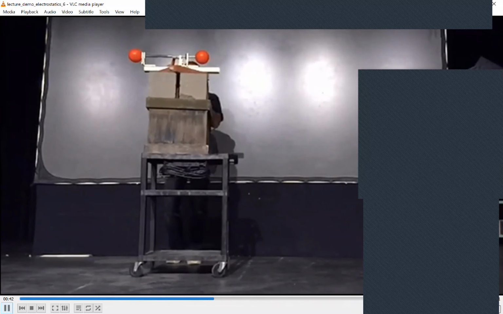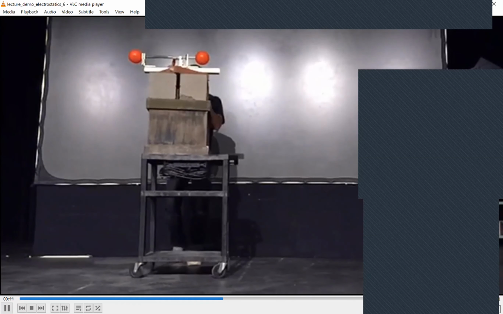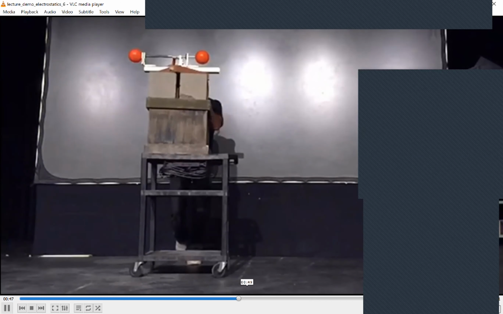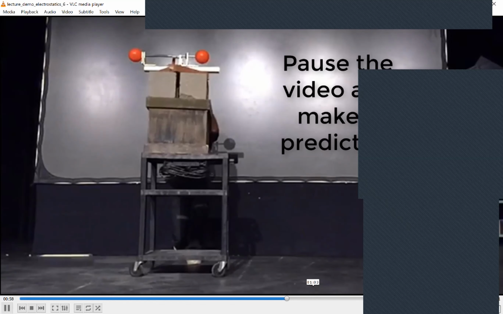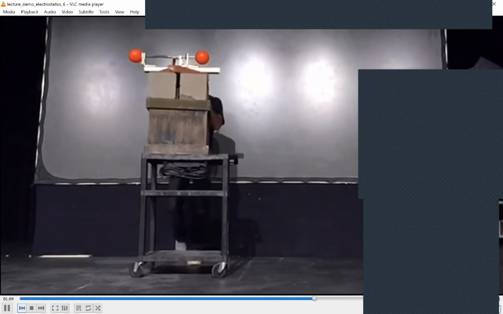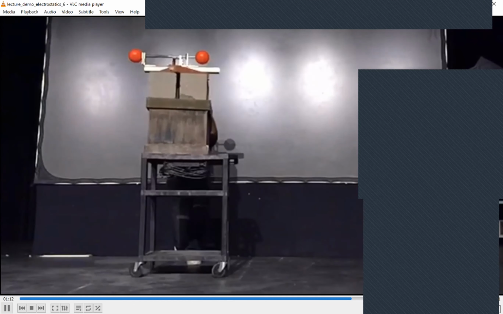The question is, which one hits the ground first? They both are released simultaneously. One drops straight down, the other moves horizontally. Which one hits the ground first? 3, 2, 1. This time in slow motion. Once more, and we'll pause the video a couple of times on the way down.